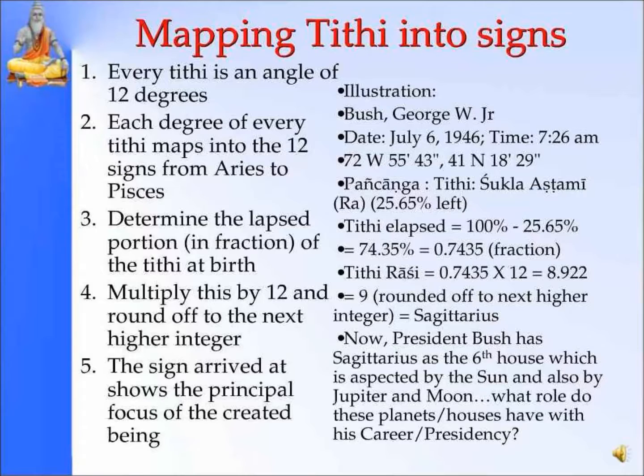So 0.7435. And then you multiply this by 12. You get 8.922. And in Jyotish, like everything else, we round it off to the next higher number. Clear? So 8.922 is 9, rounded off to the next higher integer, which is Sagittarius. I want to know this sign, and I want you to study this sign vis-a-vis his career and his relationship.